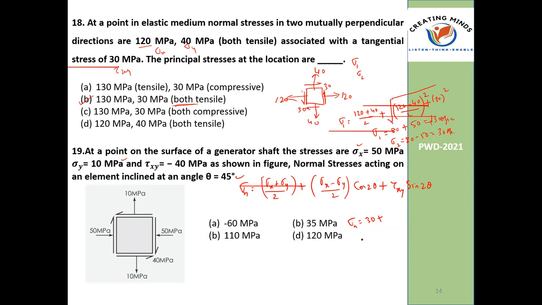Yes, you can use a calculator. It is 0. Now tau xy sin 2 theta, sin 90. Tau xy is minus 40. What is the answer? I am not bothered about the calculations. You do the calculation and just tell me the answer. What is sigma n? What is the value of sigma n?